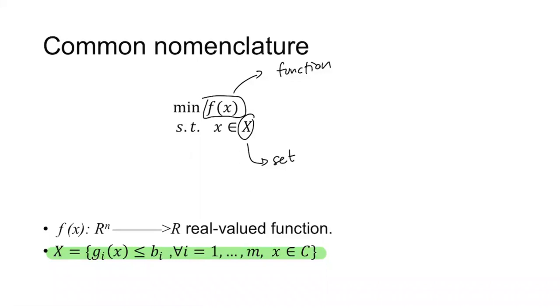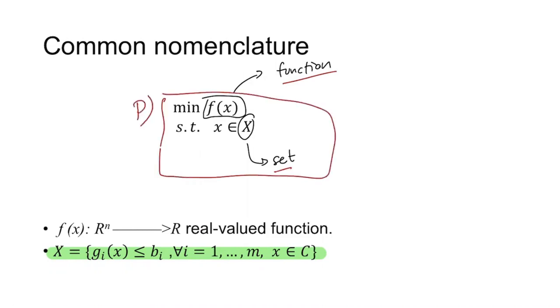So the next day, I will tell you when a function is convex, because, you know, when a set is convex, and when an optimization problem, this problem P, which is represented by an optimization model, is convex.